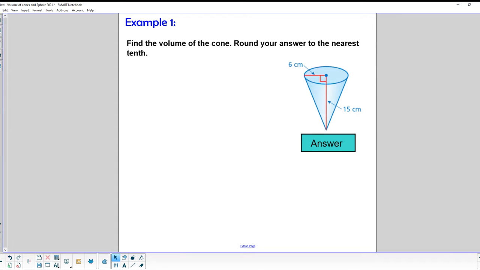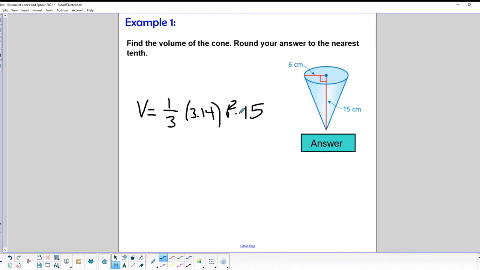We're going to get our marker going here. Volume equals 1/3 times 3.14, so there's pi, times r squared, which is 6 squared, times the height, which is 15. Let's go ahead and multiply all of that out.